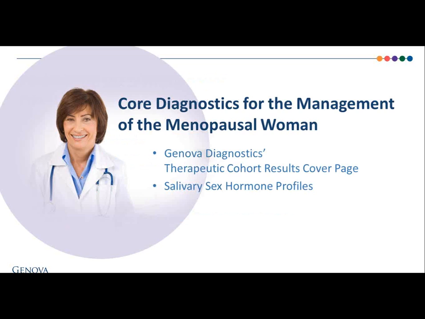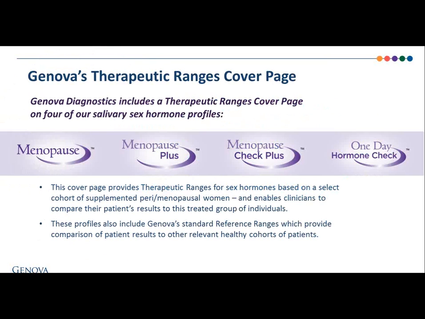So when we look at core diagnostics for the management of the menopausal woman, we really want to see what is the baseline and then what happens when we give the patient hormones. So in conjunction with Genova, we actually did a research project where we developed therapeutic ranges. So you will see on the test an actual page that includes therapeutic ranges, that is a cover page on their 4 hormone testing, looking at menopause: the Menopause Plus kit, the Menopause Check Plus, and the 1-day hormone check.